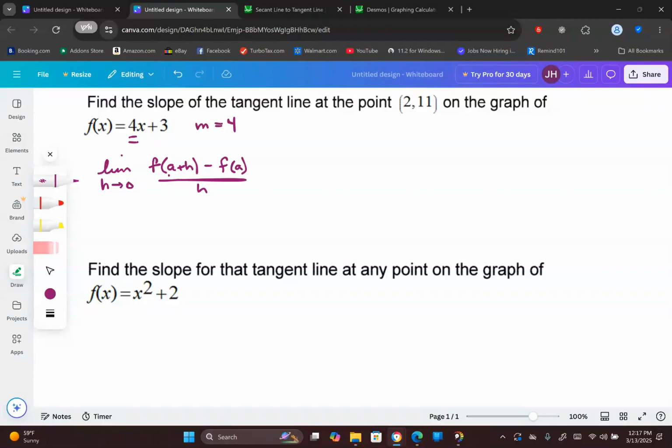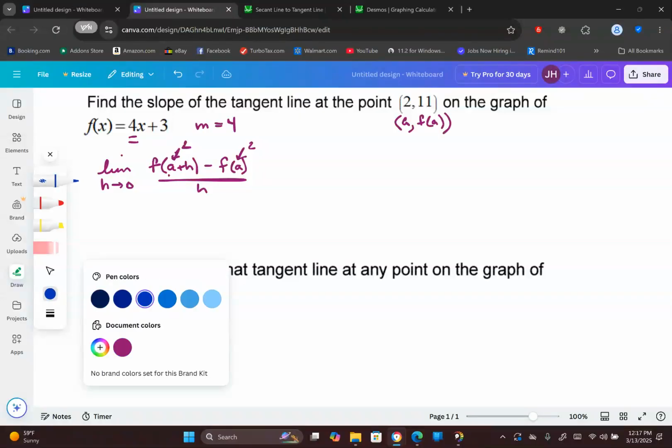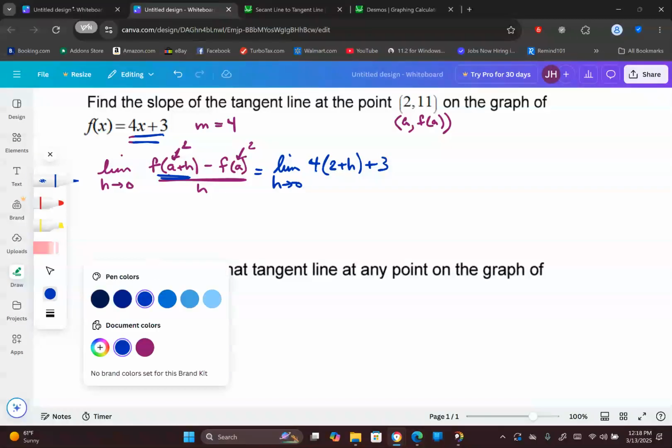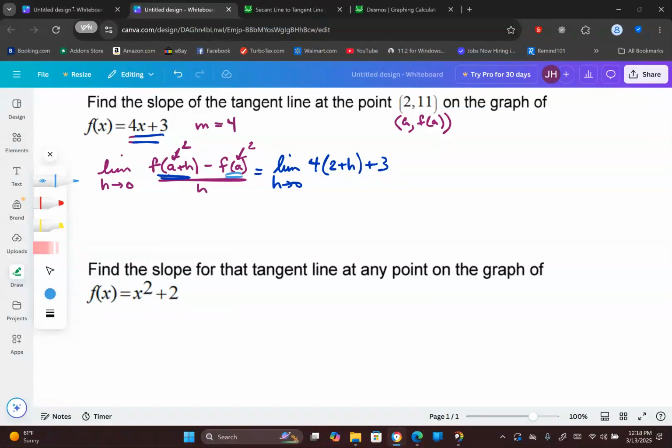But what we're talking about here, what's a? A is the point of tangency, so a is 2. So right here, you have to think of a as being 2, but what's f of 2? Well, f of 2 is 11. So if I'm going to rewrite this, the limit as h approaches 0, f of a plus h, you're just plugging a plus h into x right there. So 4 times 2 plus h, plus 3. And then f of a is going to be 11, so we're going to minus 11. And this is all over h.